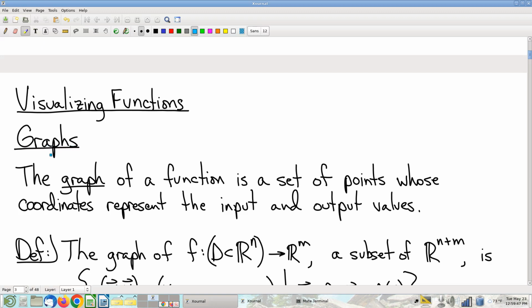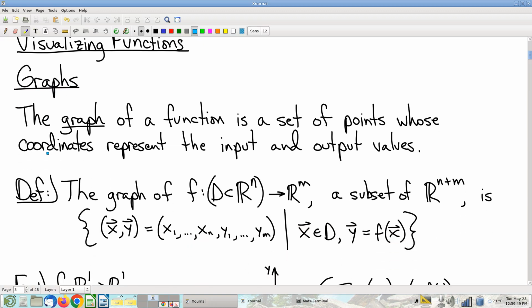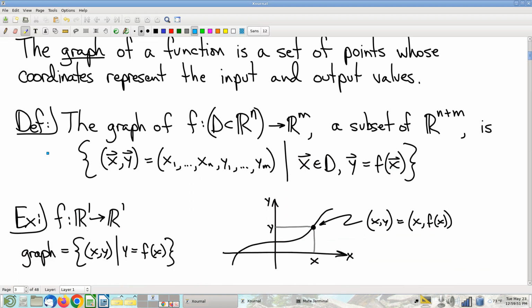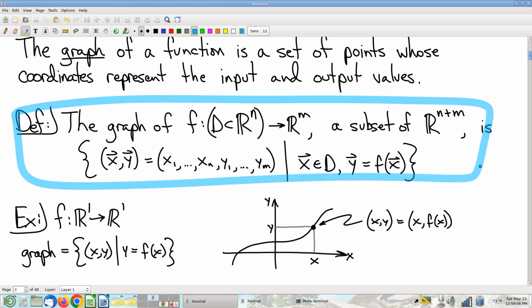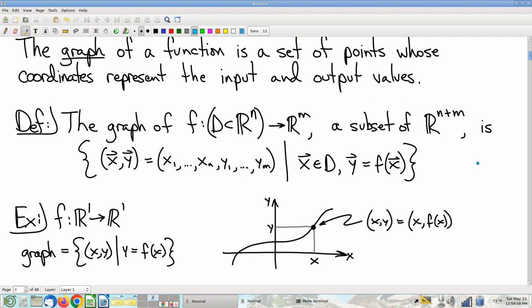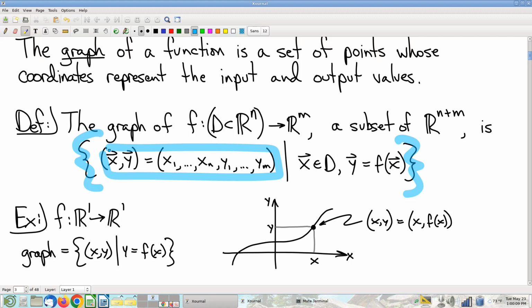Okay. All right, so let's talk about a graph. Here's my definition of it. This is more complicated than we're going to be working with most of the time. But notice the graph is a set. It's the set of points that satisfy certain conditions. By the way, this is called set builder notation. I hope y'all might have seen this before.